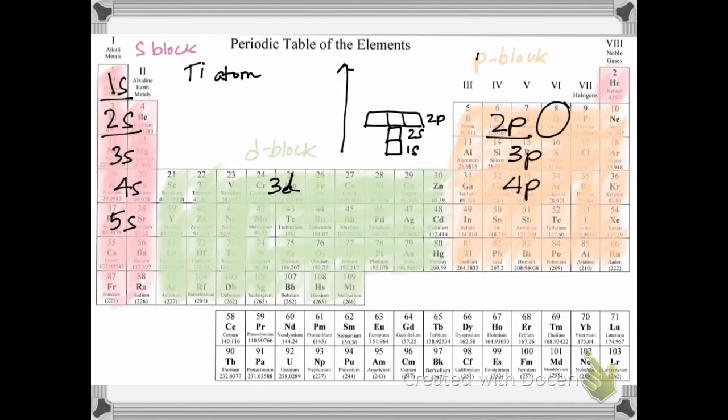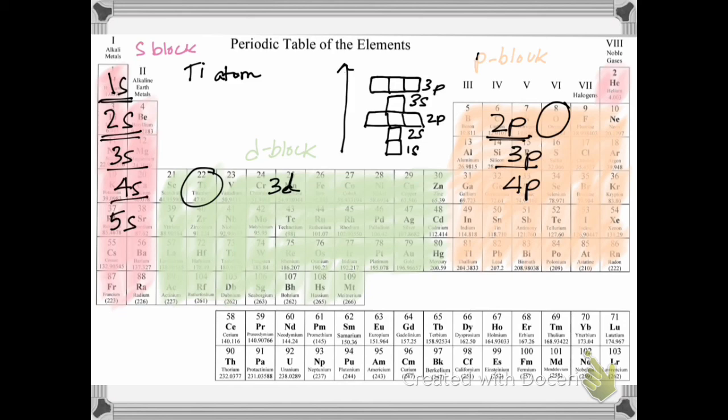Titanium is number 22. So walking the periodic table, starting with 1s, 2s, 2p. Then we go down to 3s, and I need to draw 3s in there. Oops, let's label it to the side, so 3s. Then we go across to 3p, because we haven't made it to titanium yet. So I'm going to draw in my 3p orbitals: 3 boxes representing the 3 different 3p orbitals.